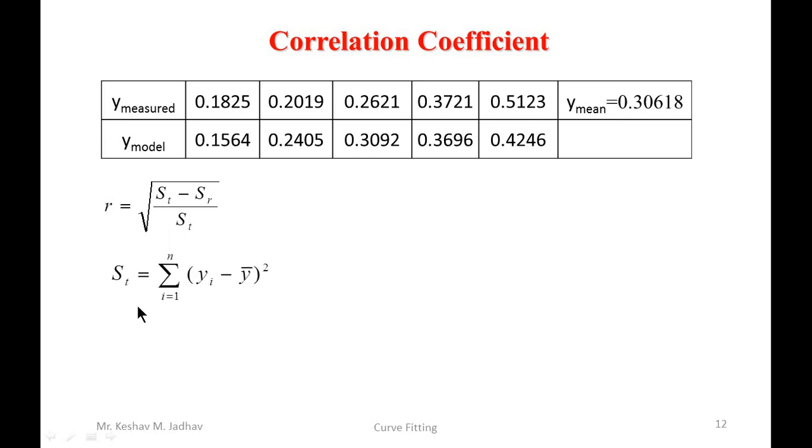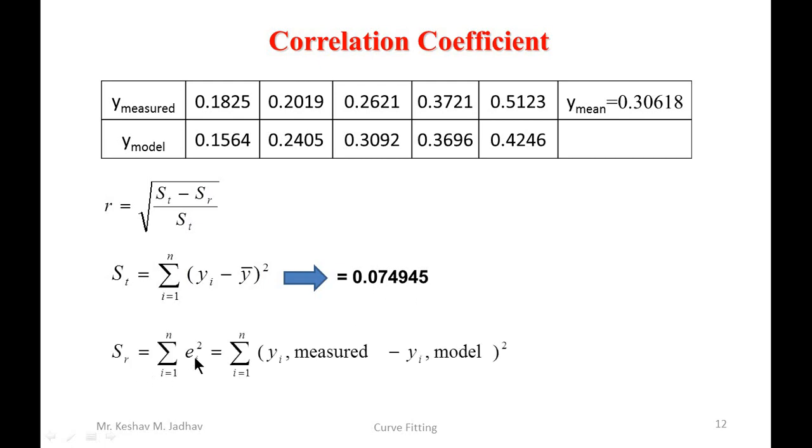For this, if you calculate the value of ST similar to the previous example, then we will get ST is equal to 0.074945, and if you calculate the value of SR, that is summation of error square, then we will get SR is equal to 0.012087. So if we put these values of ST and SR in this equation, then we will get R is equal to 0.9158. So here also this correlation coefficient is slightly lower. So that's why there is a difference between measured values and modeled values.